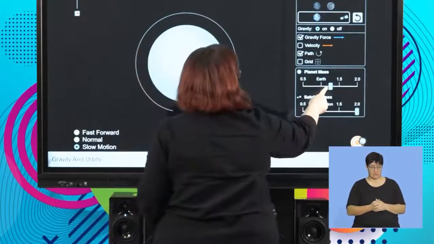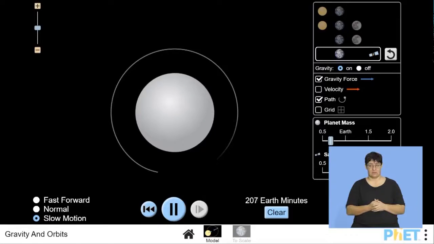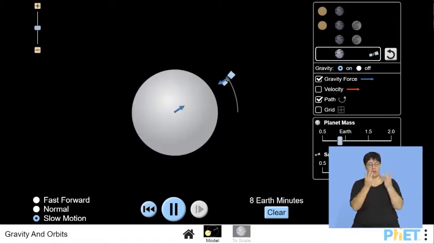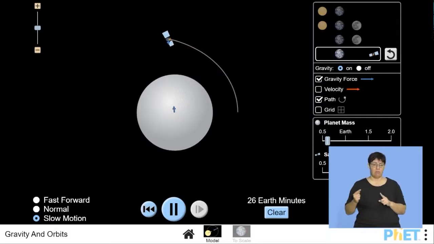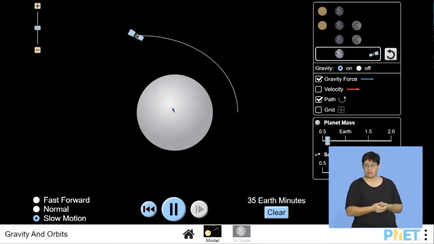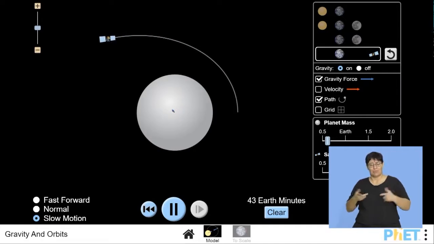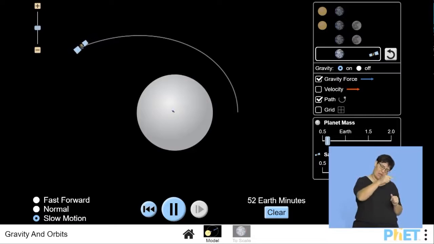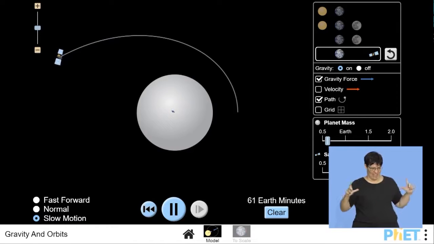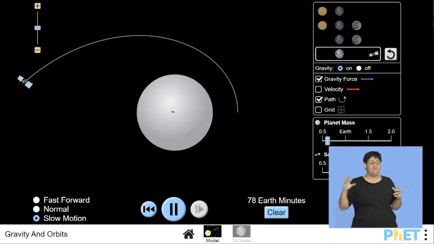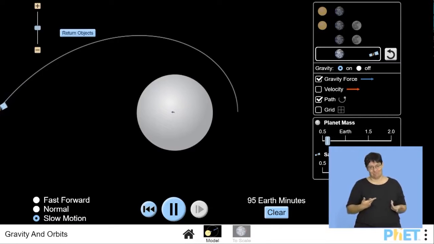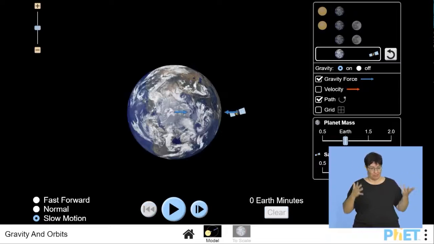If I make the planet, let's just reset it, so let's make the planet much lighter. Watch what's going to happen to the satellite. It's going to fly away. It might come back a little bit, but its orbit becomes very big, okay? Because now there's a very small force of attraction. This is not good for us.